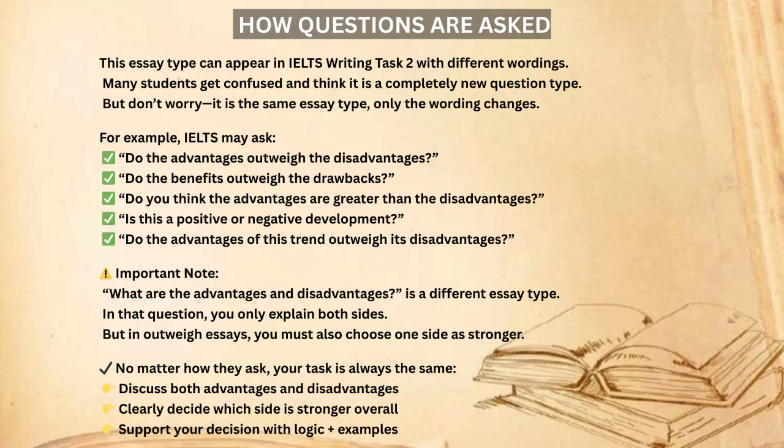Now, an important note, what are the advantages and disadvantages is a different essay type. In that question, you only explain both sides. But in outweigh essay, you must choose one side as stronger, and no matter how they ask, your task is the same. Discuss both sides, decide the stronger side and support it with logic and examples.